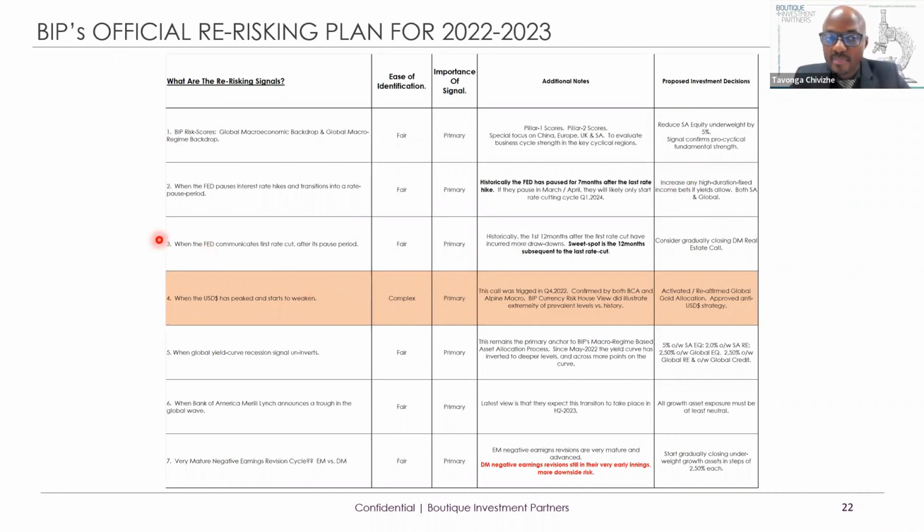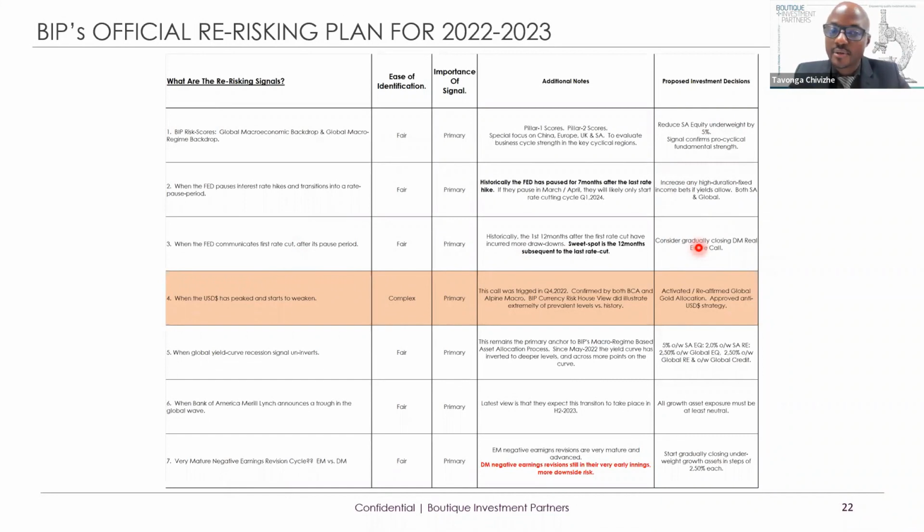We also have on number 3, when the Fed actually starts to cut interest rates. And if you look at our proposed decision, it is still more focusing on asset classes which have got a link or a relationship to fixed income duration, which in this case is DM real estate.